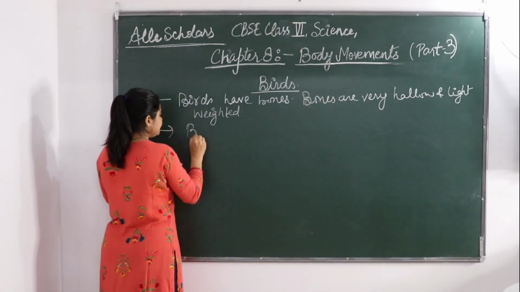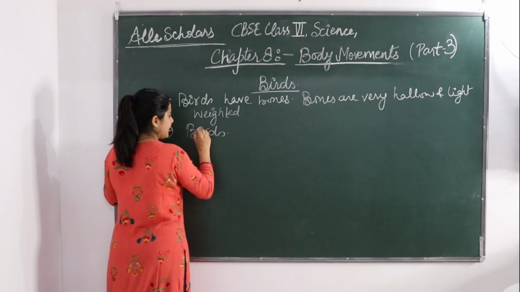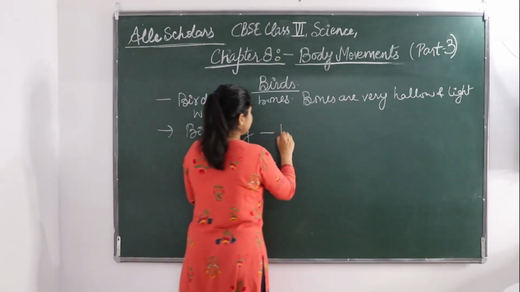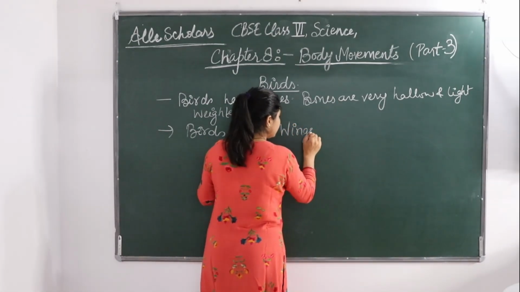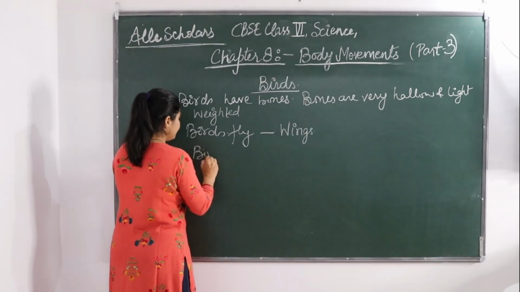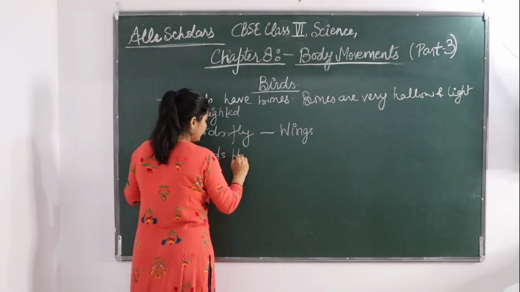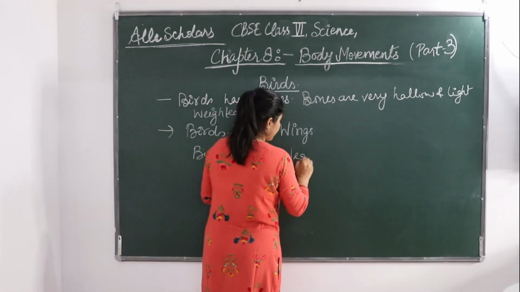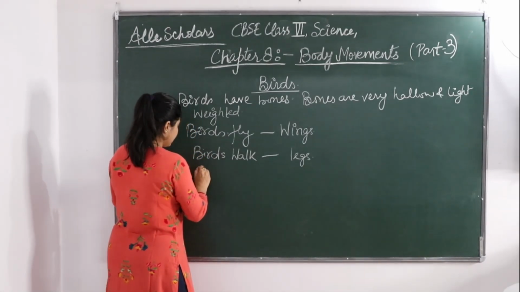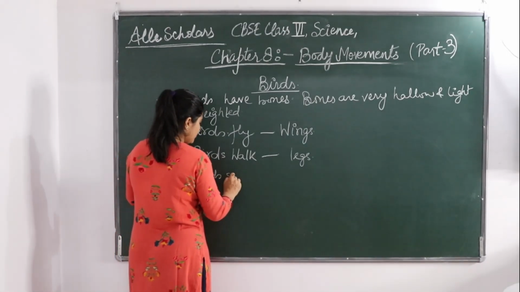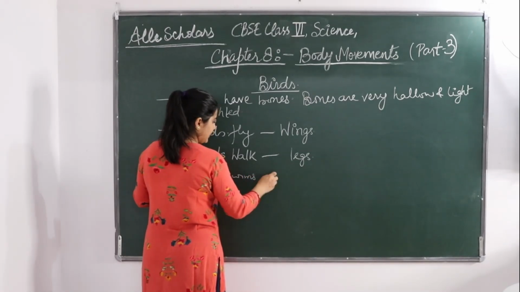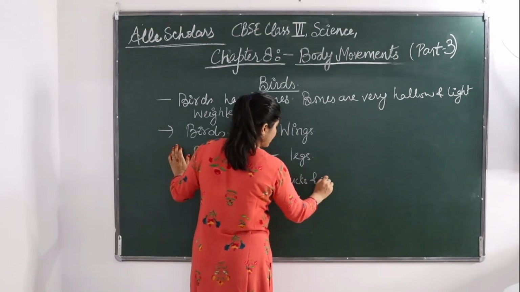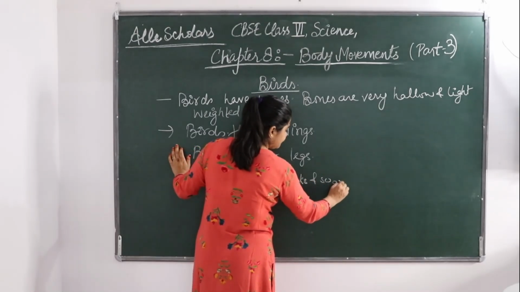अब birds can fly. Fly कैसे करती हैं birds? By their wings. Now birds are there. They can walk on the ground. How can they walk? They have got legs. And some birds swim in water. Like you can see ducks are there, swans are there. Ducks and swans, they swim in water.